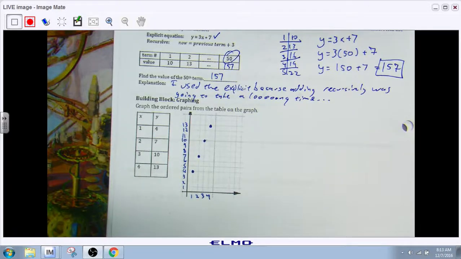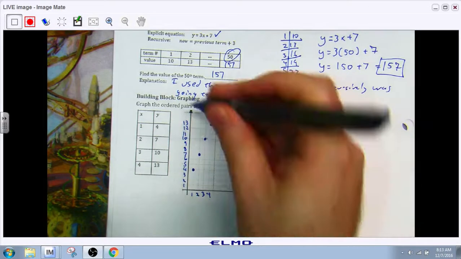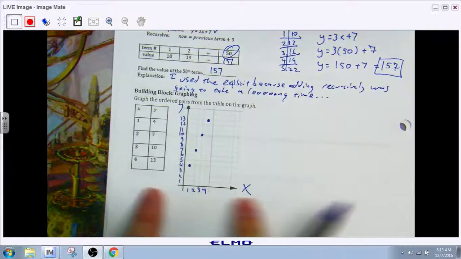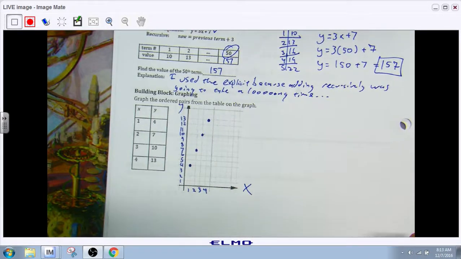I've graphed my points. Remember, this line here is always x, this line here is always y. Scale worked out. Good to go.